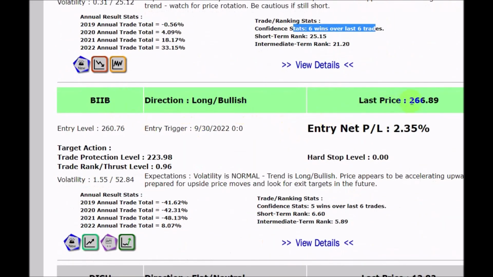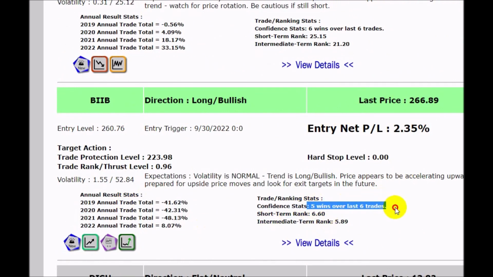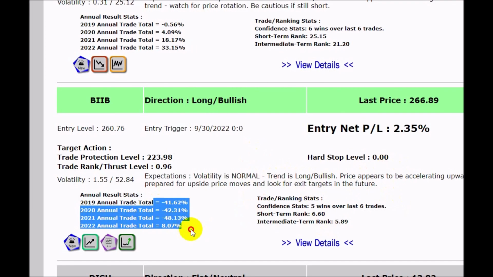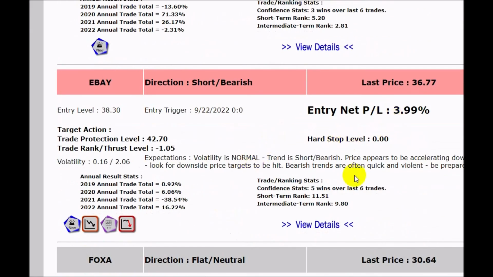BIIB, $266 stock, 6 to 5%. So call it 6 to 7% ranking. Been a little mixed over the past couple of years, but 5 of the last 6 trades have been winners. I would probably only allocate 30, maybe 35% to this, simply because it's been mixed over the last couple of years. eBay has a 9 to 11% ranking.